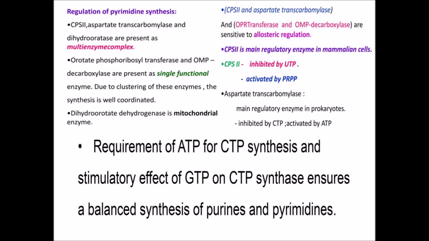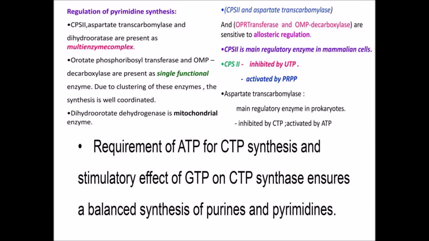Here is the regulation of pyrimidine synthesis. CPS2, aspartate transcarbamylase and dihydroorotase are present as a multi-enzyme complex. Orotate phosphoribosyl transferase and OMP decarboxylase are present as a single functional enzyme. Due to clustering of these enzymes, the synthesis is well coordinated. The dihydroorotate dehydrogenase is a mitochondrial enzyme. CPS2 and aspartate transcarbamylase, and OPRT and OMP decarboxylase are sensitive to allosteric regulation.